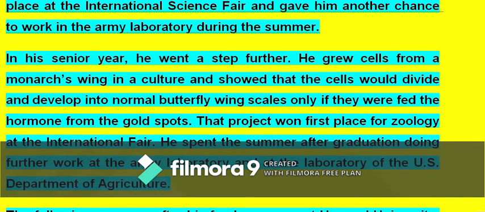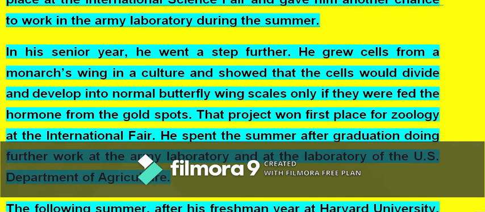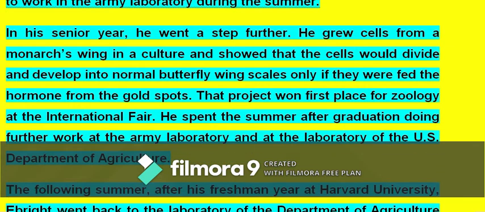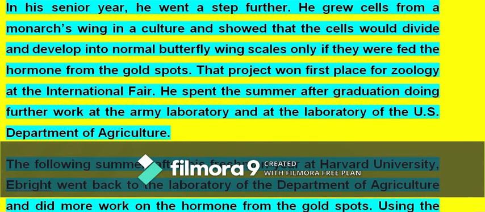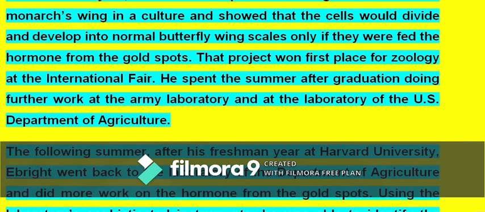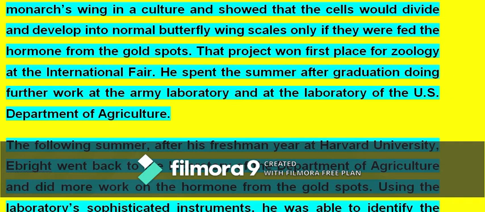Make a note of the next entry in his second year. He went a step further. He grew cells from a monarch's wing in a culture and showed that the cells would divide and develop into normal butterfly wing scales only if they were fed the hormone from the gold spots. That project won first prize for zoology at the International Fair. Make a note of this also.